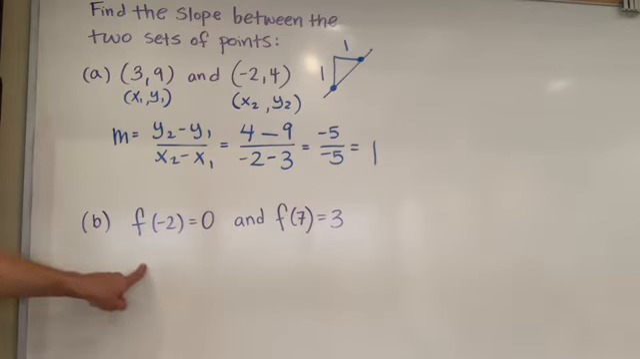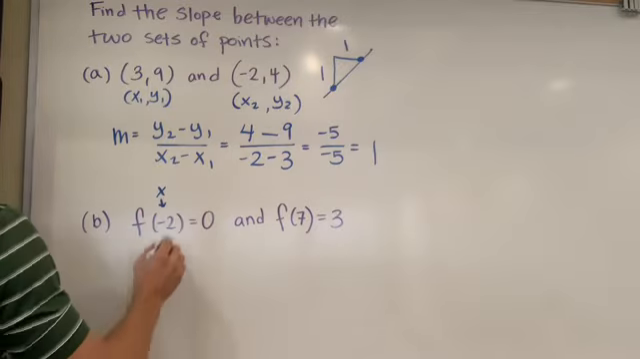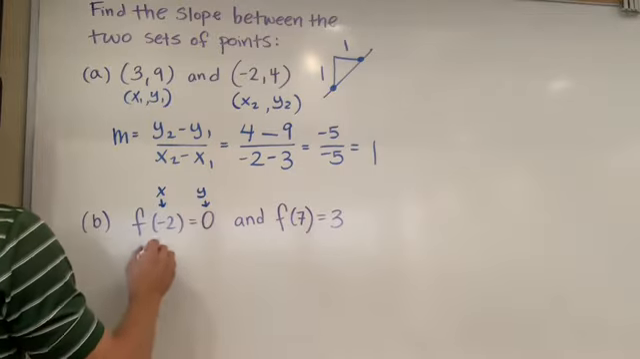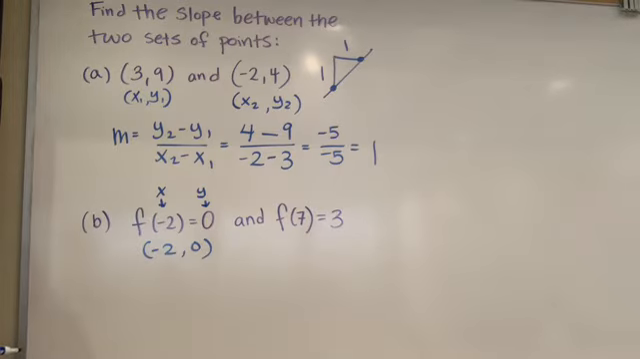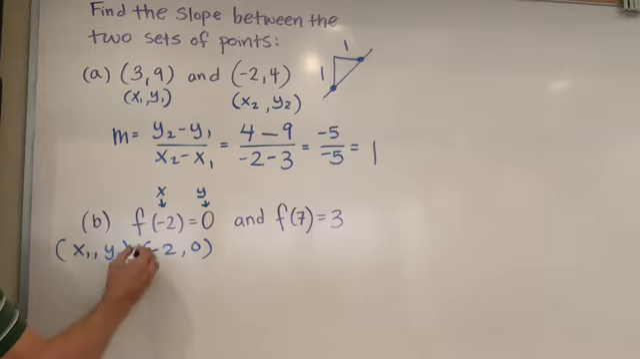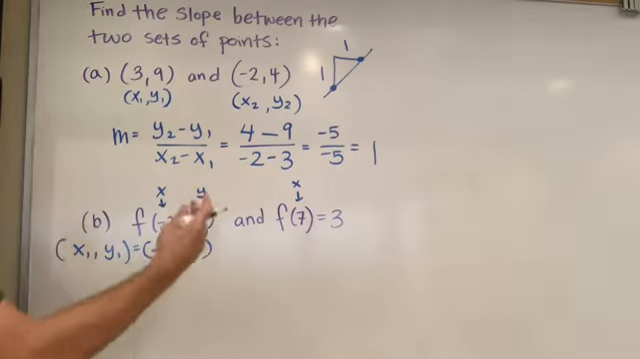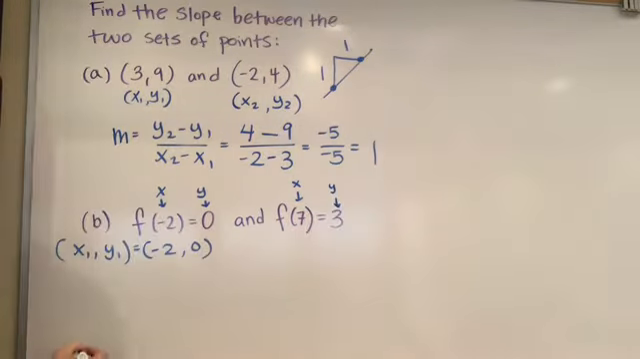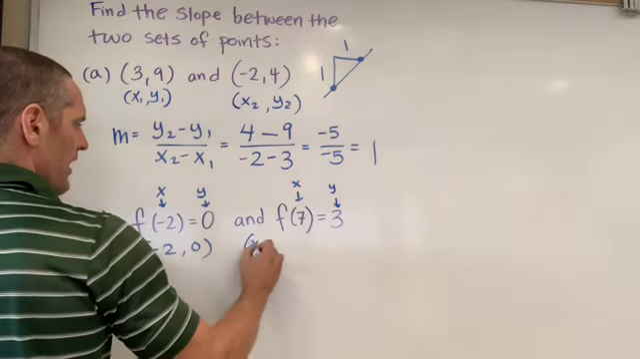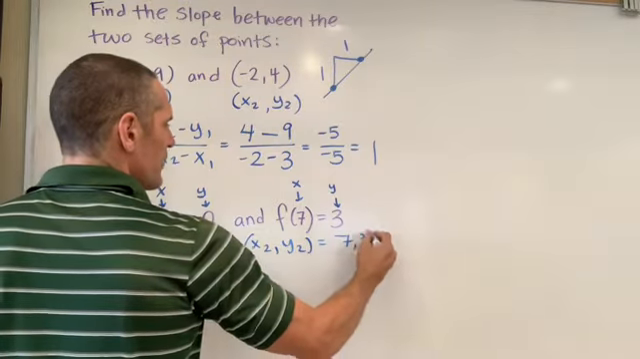Very similar question here in disguise. This means if x is 2, y is 0. So this is negative 2, 0. A disguised way of saying our x1, y1 point is negative 2, 0. And when x is 7, the function value, which is also known as the y value, is 3. So our x2, y2 point is 7, 3.